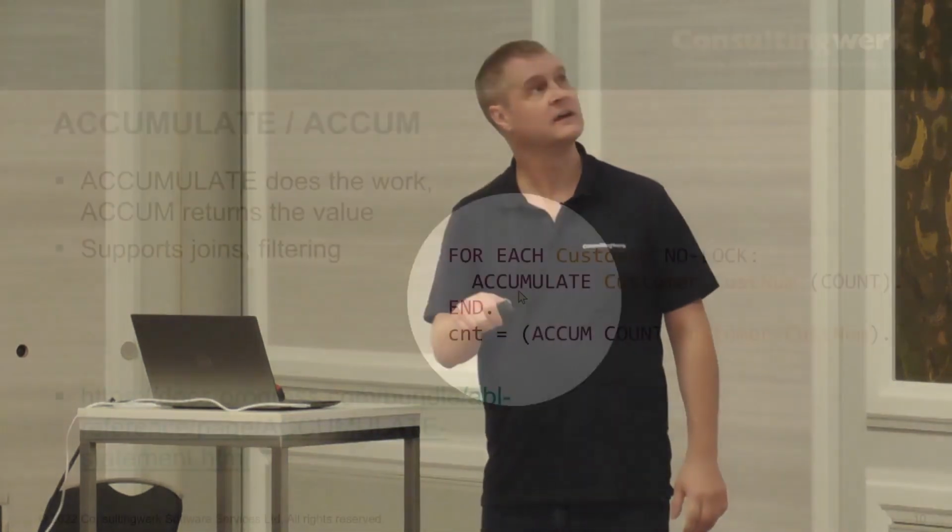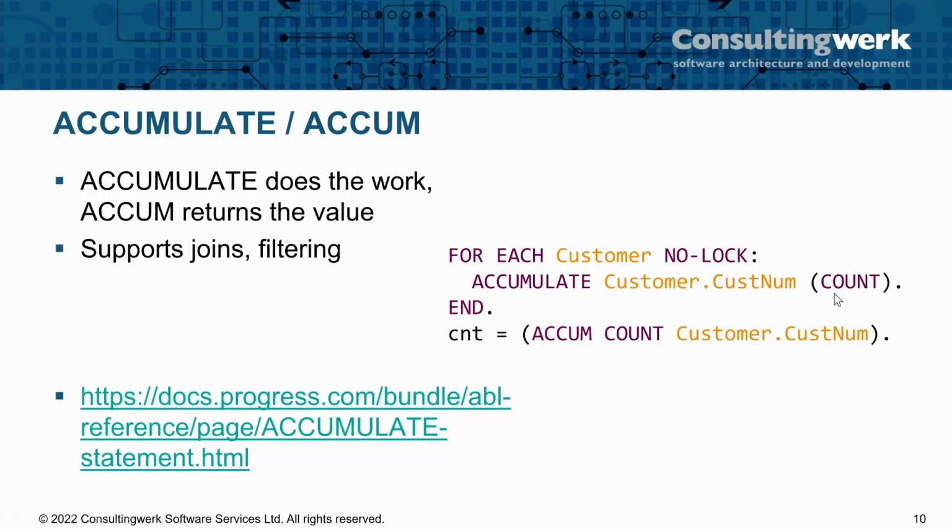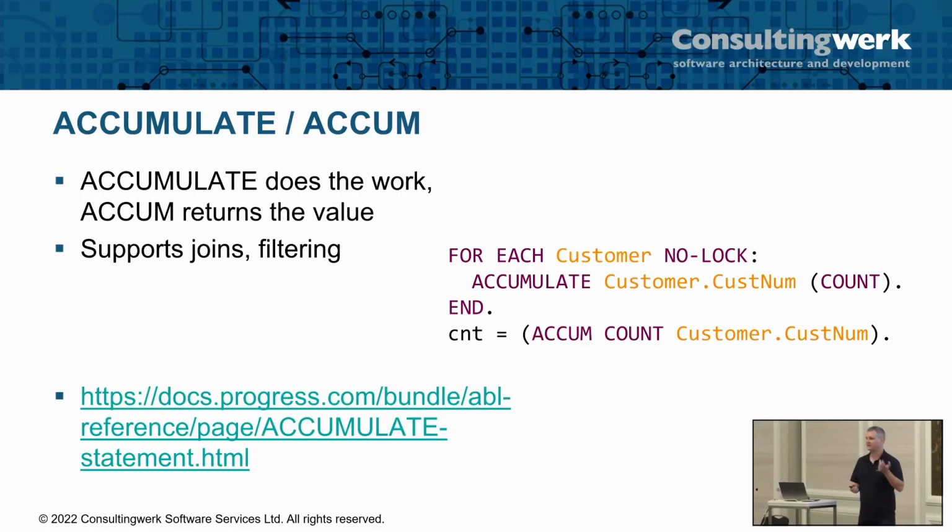Secondly, we have this combo of accumulate and accum. So there's the accumulate statement, and we can say we want to accumulate cusnums, and we want to do a count, and then afterwards we can get the value of that count out, right? So an accumulate, an accum. Again, it's within a for each, so we can do joins, we can do filtering, right? We can limit the amount of data, which is pretty nifty. Also, I don't think it's very often used because it's gnarly and complicated and hard to get to work, I think, but it exists.